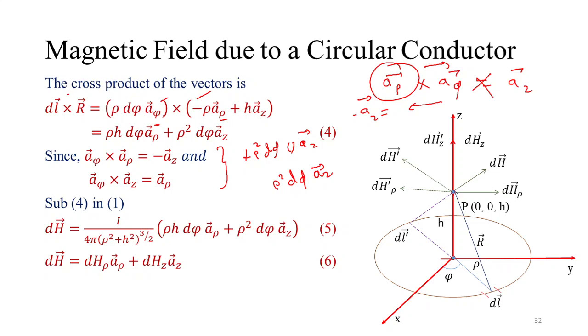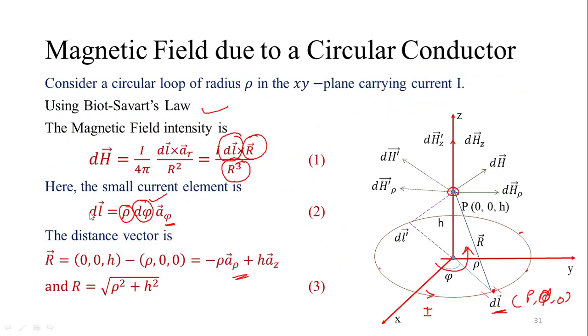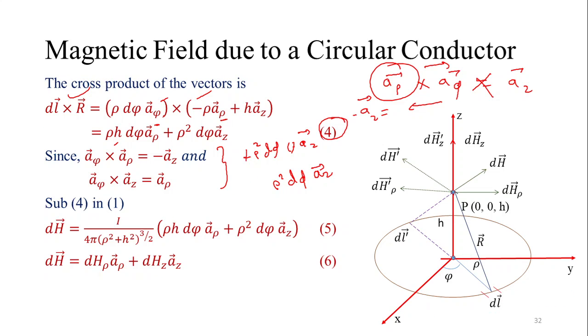Now let's apply this dl cross R, that is equation 4, and R, that is equation 3, in equation number 1. So you will have dH is I by 4 pi, and here R cube is rho square plus h square power 3 by 2, times rho h d phi a rho vector plus rho square d phi a z vector. Here dH vector is dH rho a rho vector plus dH z a z vector. So it is having two parts with some constants.